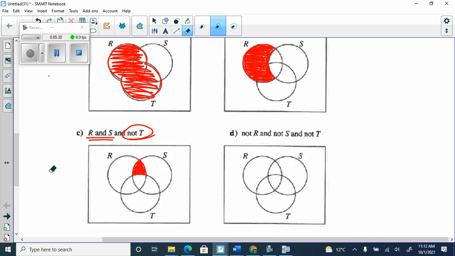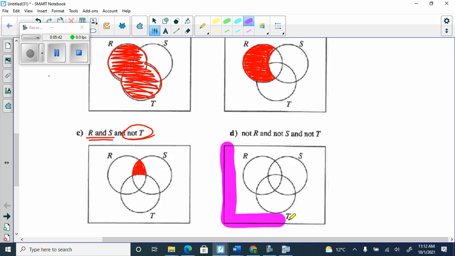Then this one is not R, not S, and not T. So it can't be in R and S and T. Can't be in any of them. So where would it be? It's not R and not S and not T. So if I circled around not R, it would be everything outside. And S would be everything outside. And T would be everything outside. So the only place that they all completely overlap would be just on the outside, correct?